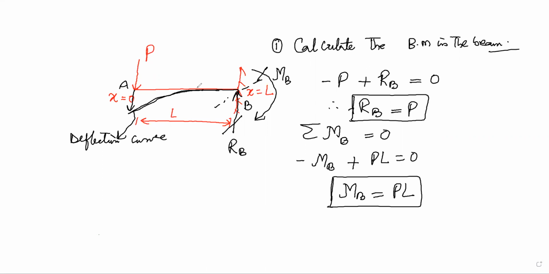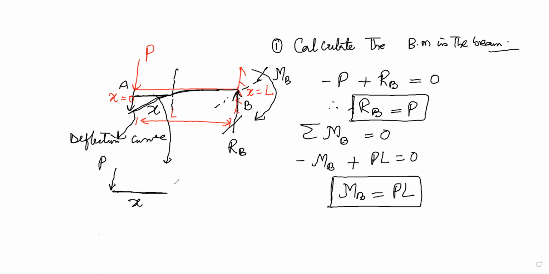For that purpose, we will draw a section. Let's draw a section here and isolate this section. Take this section out. Once we take this section out, this section is like this. On one end, we have the load P. And let's suppose the length of this section that we are taking out is, for example, X.